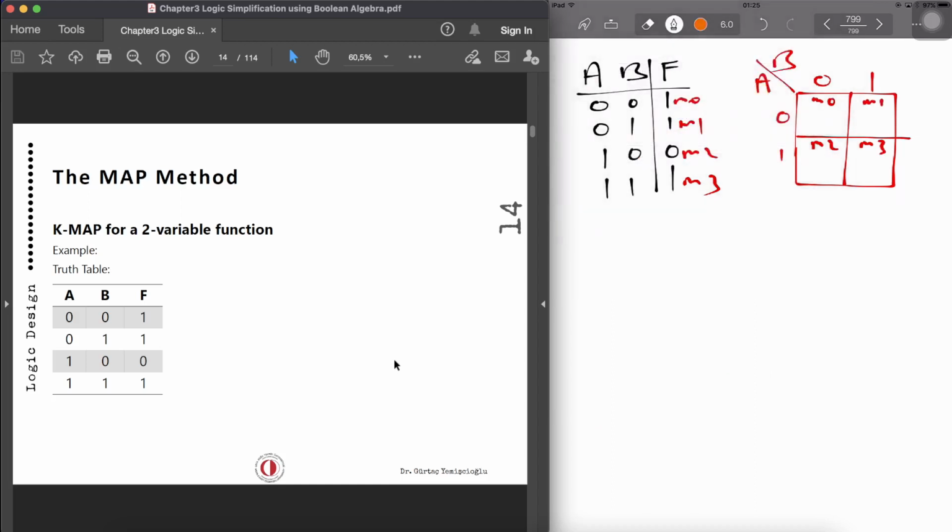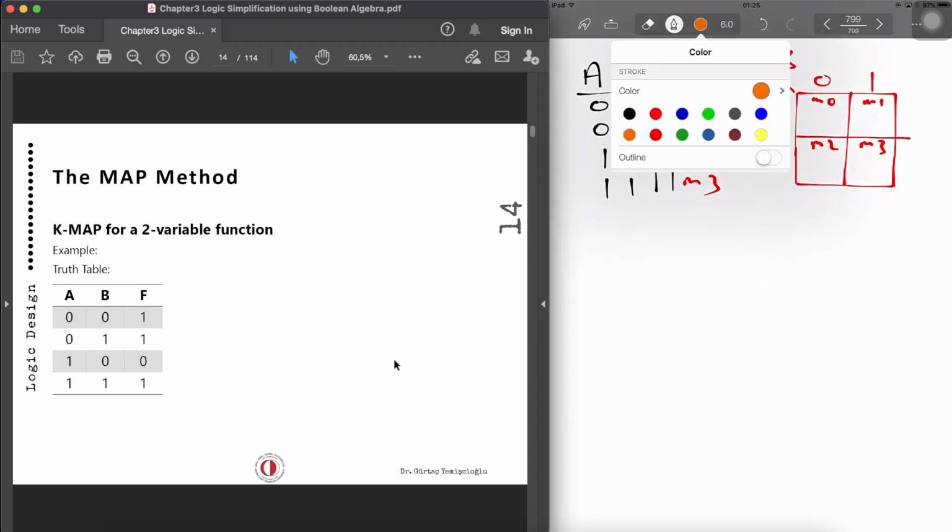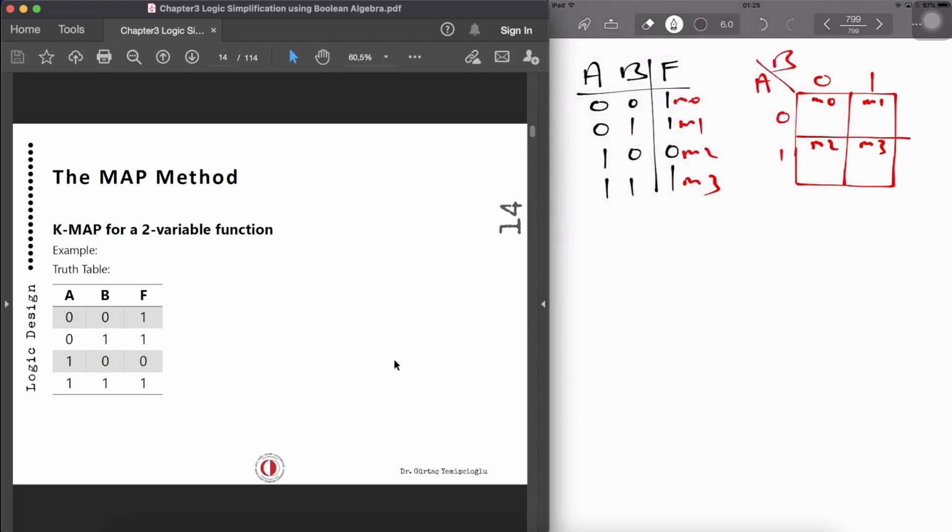Okay, so if we put those in, minterm 0 is 1, minterm 1 is 1, and minterm 3 is 1. And minterm 2 is 0. So we have got 2 possible combinations, which we have to cover all the ones. Now, we cannot have 3 of those together. That's wrong, because it's not a power of 2, a combination of 3. So let's get rid of that.